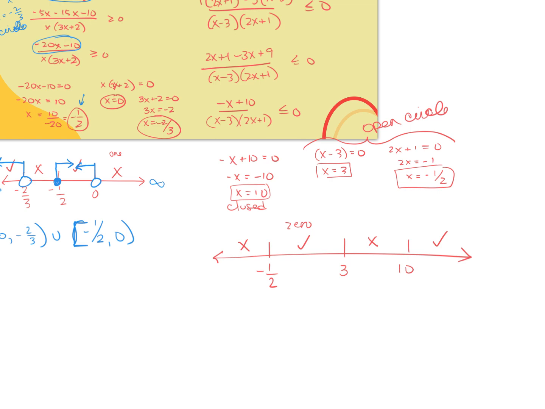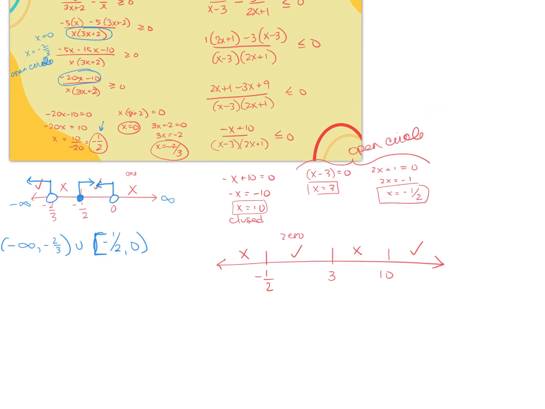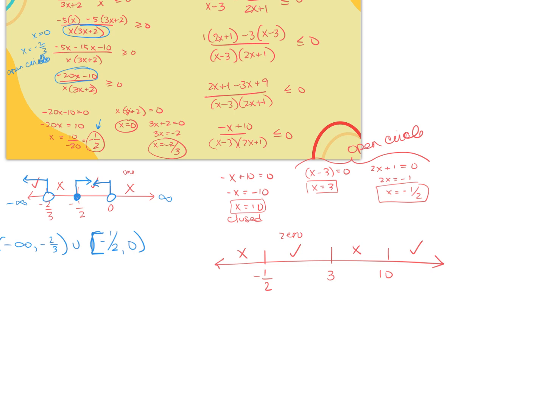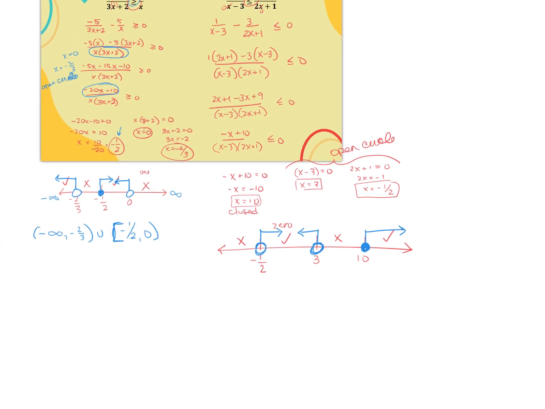So now I'm ready to do my graphing the solutions, right? So I know I'm going to have a closed circle at 10, an open circle at 3, and an open circle at negative a half. And again, my solution area is to the right of negative a half, to the left of 3, and it's to the right of 10. And so that would be my graph.